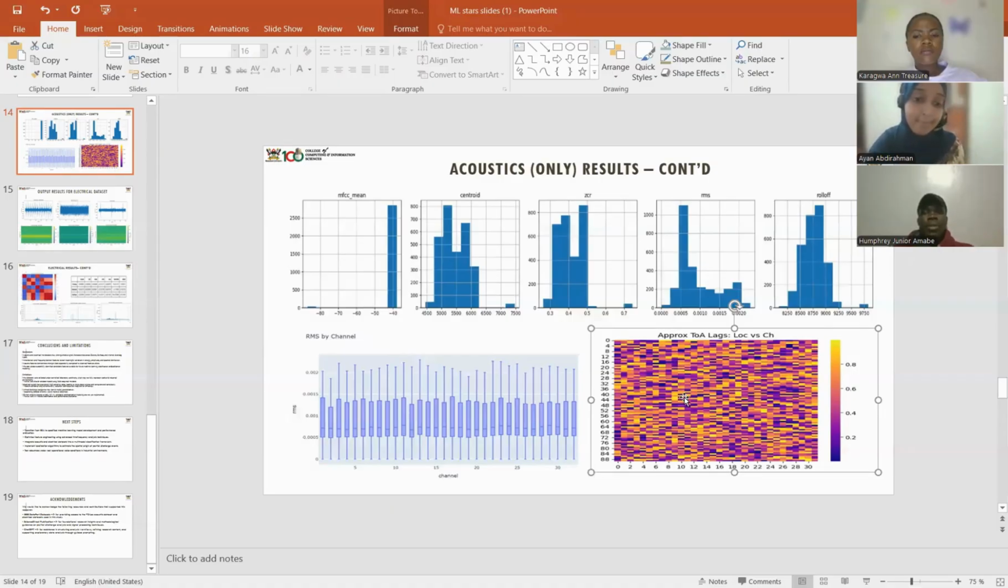And then lastly, we have a heat map. This heat map estimates the lag in the times of arrival between locations and channels. The color variation shows differences in lag, with the brighter colors representing higher lag values. The scattered patterns represent a complex sound environment with no clear dominant structure, indicating that sound can arrive at different times in the given array. That's the heat map.